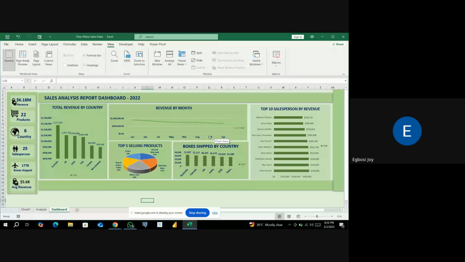So I just want to show, okay, this is how my dashboard looks. Thank you.